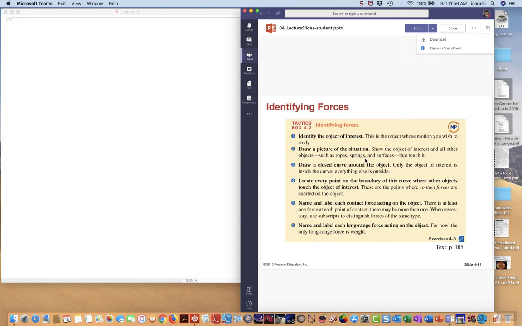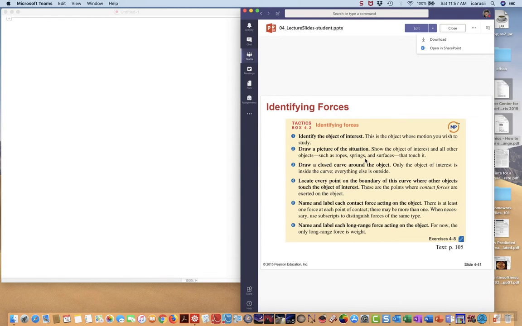So just to start, I have the slide up here called Identifying Forces. And I think this is very important that you pay attention to. So first of all, identify the object of interest. This is the object whose motion you wish to study. Draw a picture of the situation. Show the object of interest and all objects such as ropes, springs, and surfaces that touch it. Draw a closed curve around the object. Only the object of interest is inside the curve.